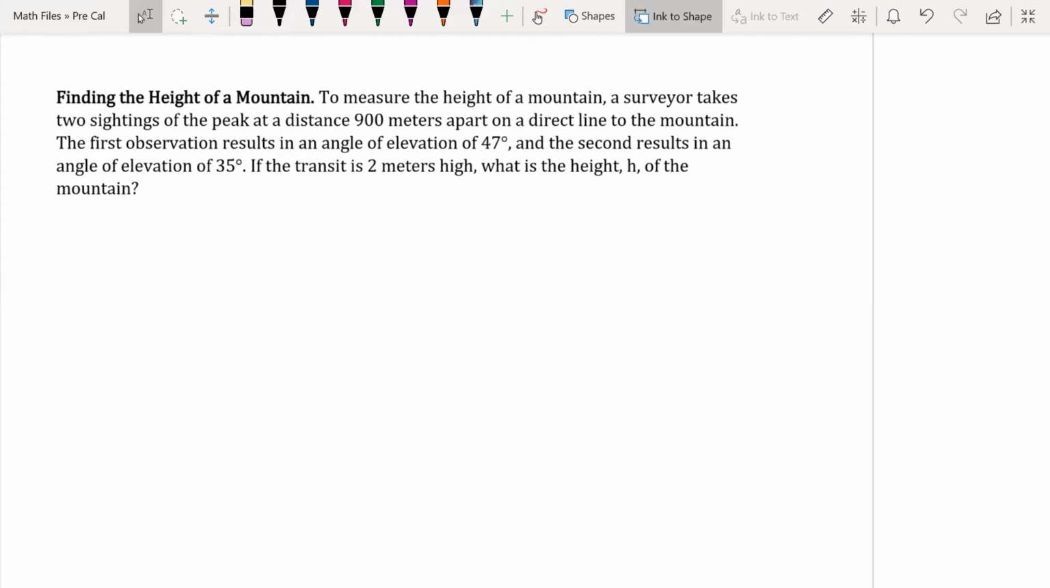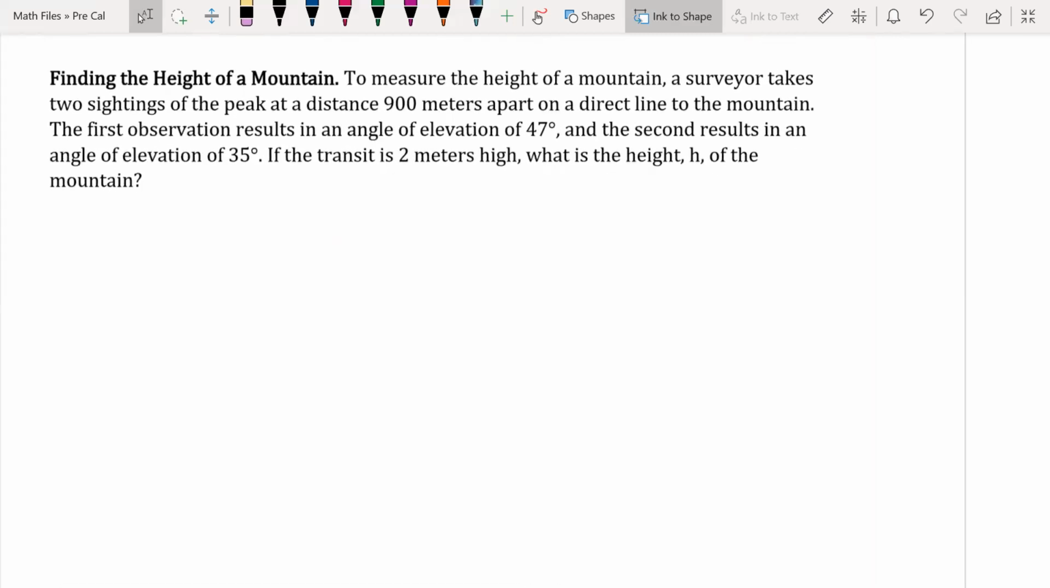What's a transit? The transit, you know, when you see those people on the side of the highway with those tripod big yellow things? Yeah, that's a transit. It's like they're taking pictures of the road and everything. So that's what a transit is.